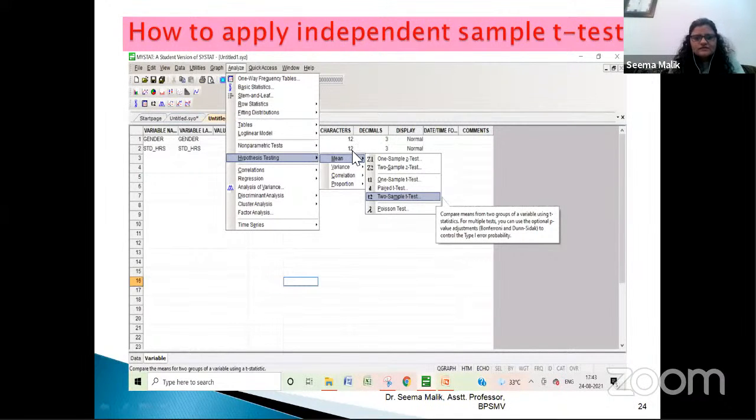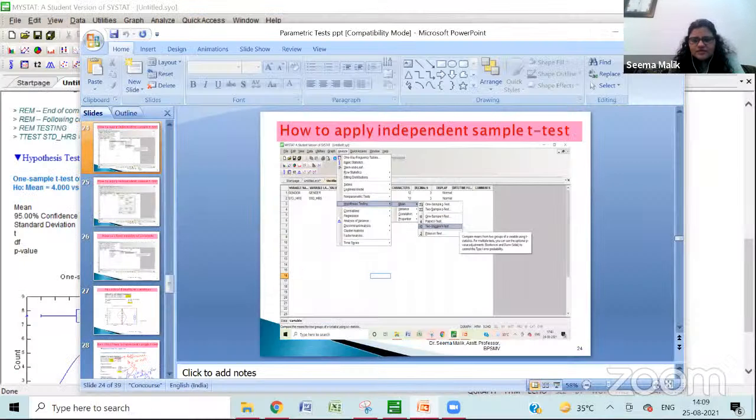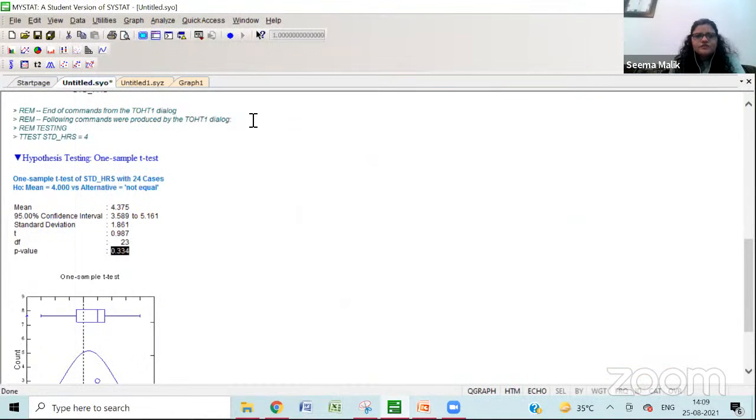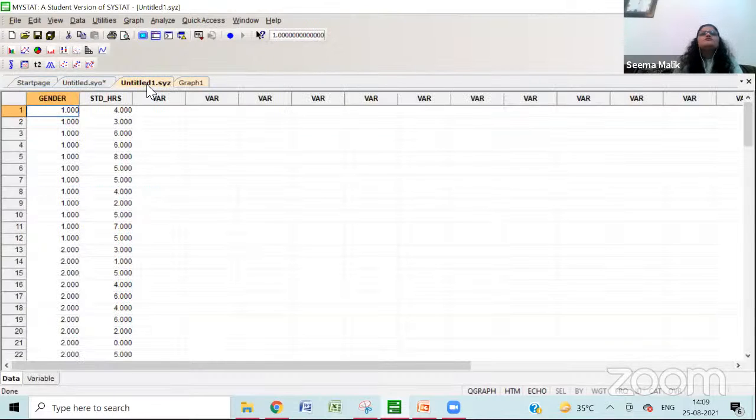So in MYSTAT, I'm going back to the MYSTAT. In the same file, I'm going to perform independent sample t-test. Here, I'm not talking about any hypothesized mean, that is 6 value or 4 value. I'm just talking about this sample only, and I'm talking about the males as well as females. So I'm going to compare the study hours of males with the study hours of the females in this sample only. So I'm going to apply two independent sample t-test.